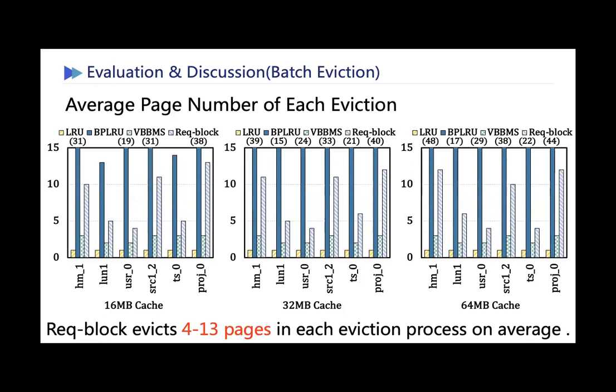BPLRU, BBMS, and IEQ block eject multiple data pages in each eviction. That means the data pages are flushed to the flash memory in batch, and more cache space can be freed up for upcoming write requests. However, this may increase the number of write operations to the flash memory if the flushed data pages are updated in the near future.